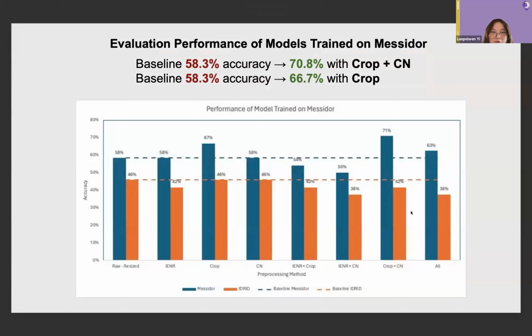So here we can see the evaluation performance of models trained on the master dataset using various preprocessing methods for DR stage classification.